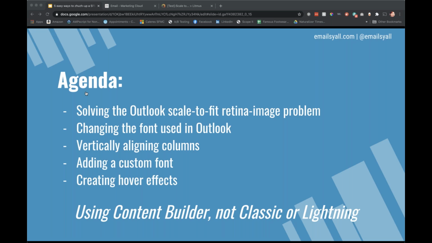So let's talk about what we're going to cover. We'll be talking about how to scale a Retina image in Outlook, how to change your font in Outlook, how to vertically align columns, how to add a custom font, and how to add hover effects. So keep in mind that these techniques are for your use in Content Builder, not Classic or Lightning.